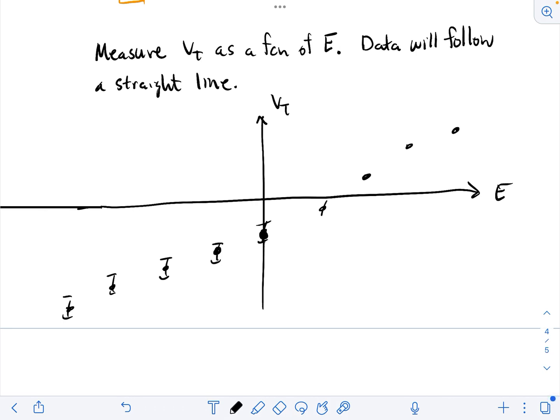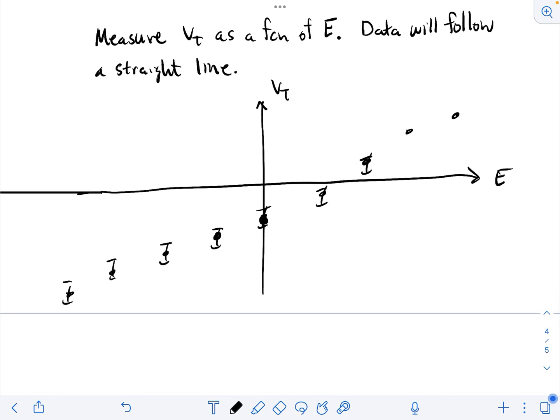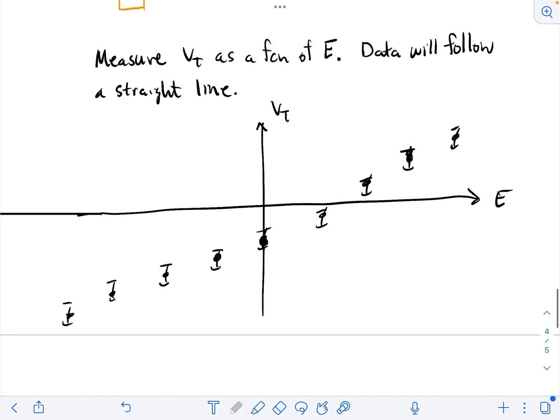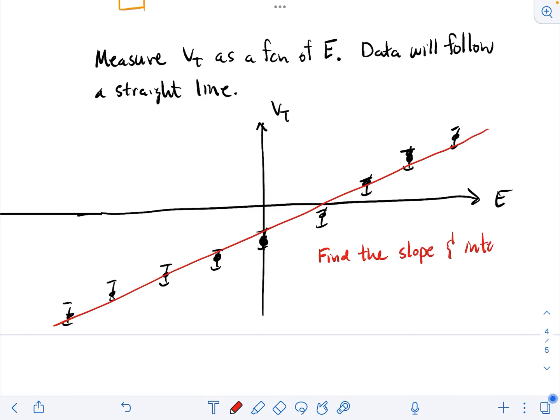And then what we could do is fit a straight line through our data, and we could find the slope and the intercept of that straight line. So what we're going to do is find the slope and intercept of the line through our data.